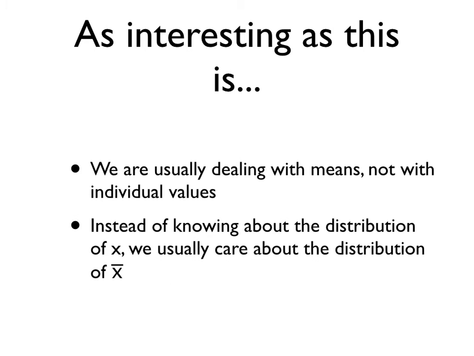Right? So instead of knowing about the distribution of x, we usually care about the distribution of x bar, the sampling distribution, which is what we talked about last time. We're usually interested in the sampling distribution of the mean. So what is the probability of getting a mean of a certain value, not of an individual score? This isn't a huge leap, and it doesn't change the z formula as much as you may think. It actually doesn't change the formula per se. Okay? What it changes is what goes in the denominator, basically, more than anything. Okay?